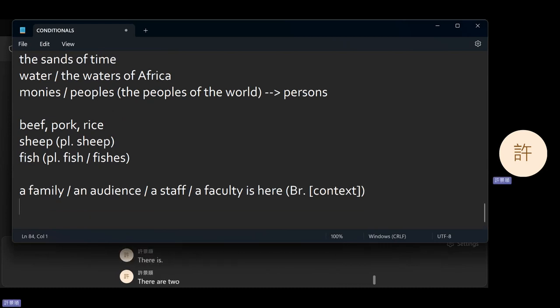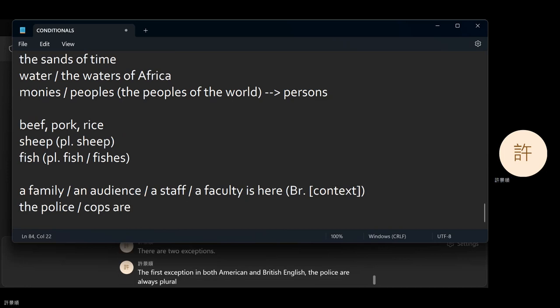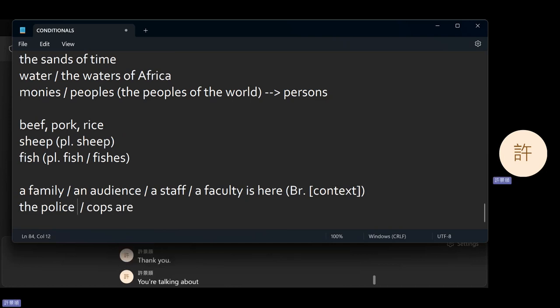There are two exceptions. The first exception, in both American and British English, the police are always plural. The police are, the cops are. Like if you're talking about the police force, right?